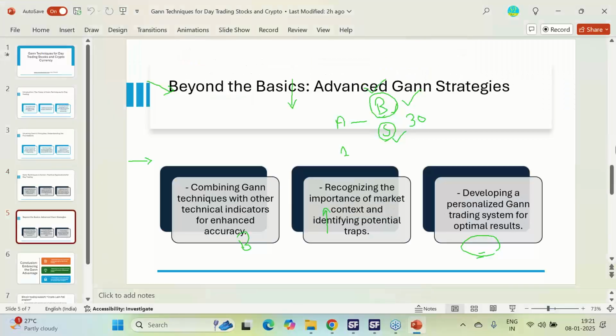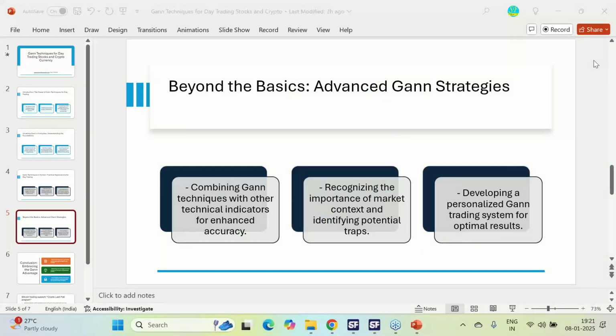Now coming to my next slide. Beyond these basics, what are the advanced Gann concepts? This is how Gann looks and how Gann works. Now, the advanced concepts: whenever we talk about Gann strategies, first we have to combine the Gann technique with other technical indicators or techniques, and recognize the importance of market context and identify potential traps.